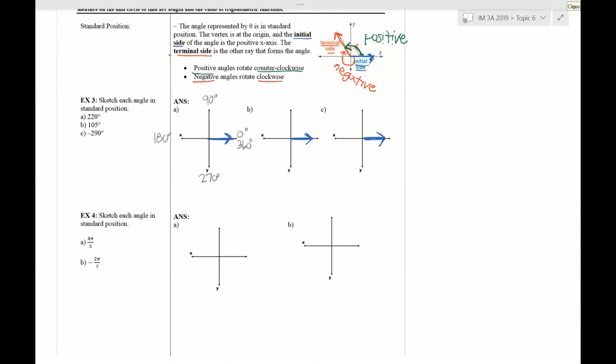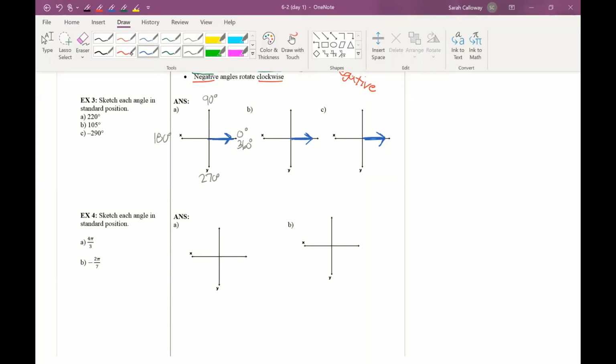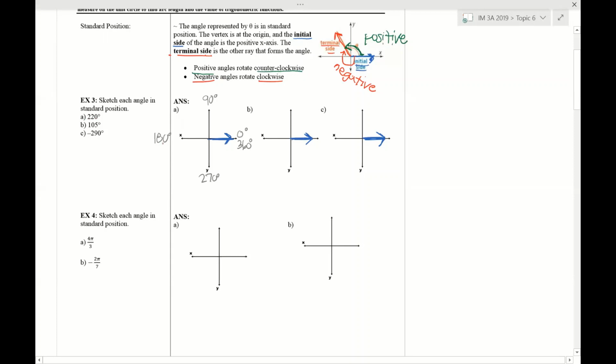When I'm identifying where the terminal side lies, I'm thinking about whether it lies between 0 and 90, 90 and 180, 180 and 270, or 270 and 360 to determine which quadrant I'm in. I just started at 0 and rotated by 90s, adding 90 each time, and that's what each quadrant angle represents. If I'm thinking about 220 degrees, that angle is bigger than 180 but smaller than 270, so it's going to end in quadrant 3. 105 degrees is bigger than 90 but smaller than 180, so it's going to end up over here in quadrant 2.